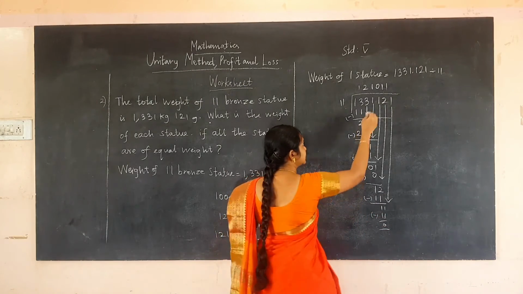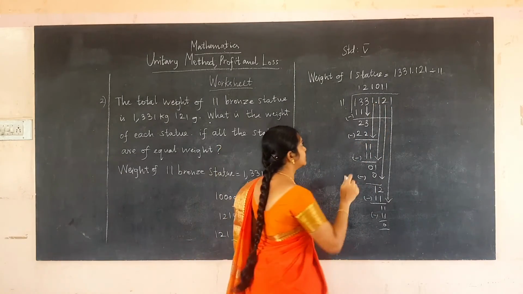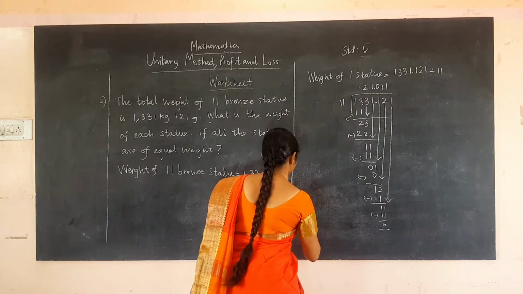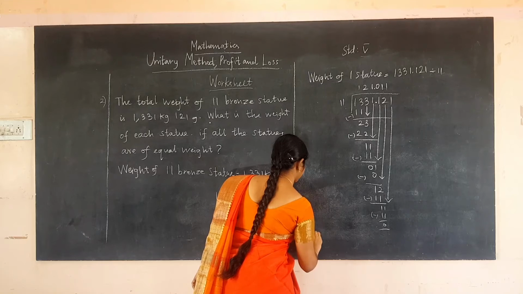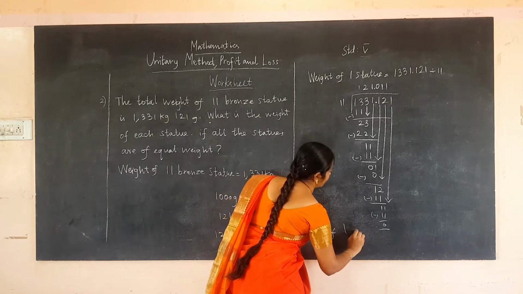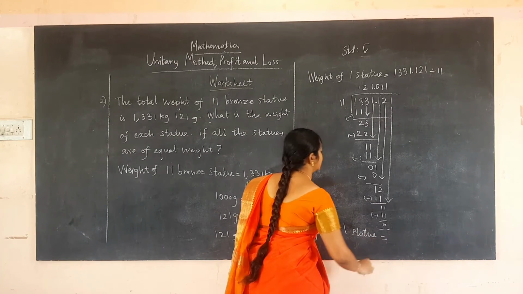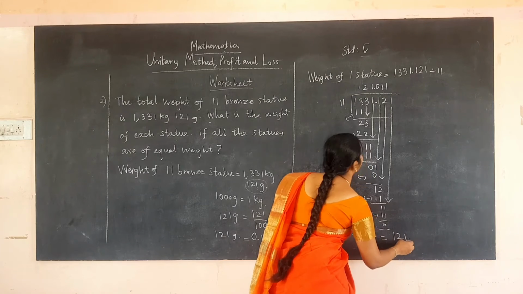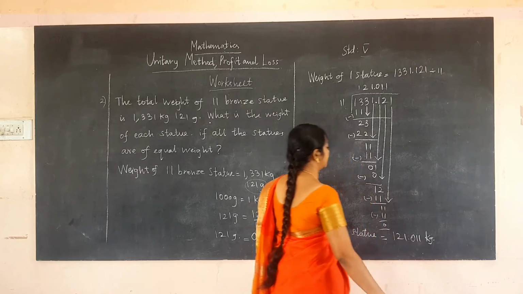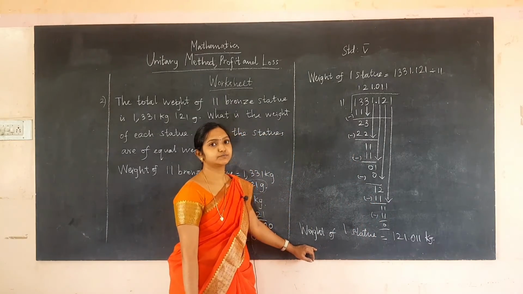Now, here is the decimal point. After the decimal point, we are having 3 places. So, keep the decimal point before 3 places. So, weight of one statue is 121.011 kg. So this is the weight of one statue.